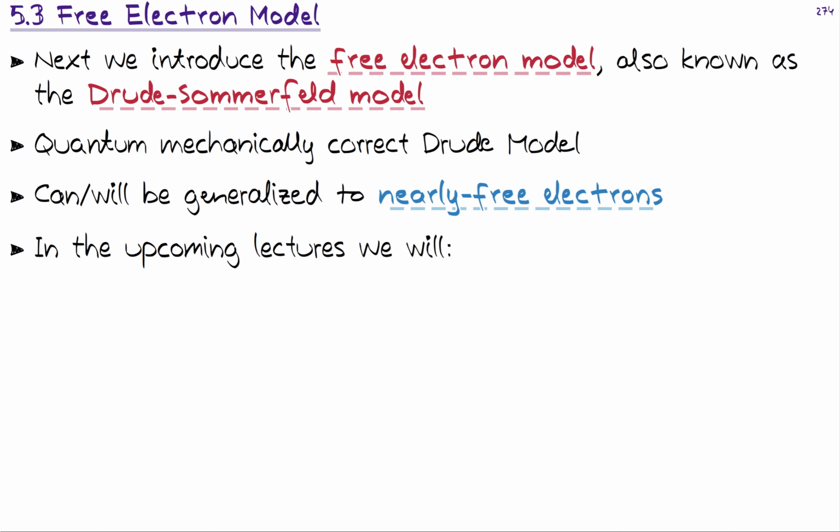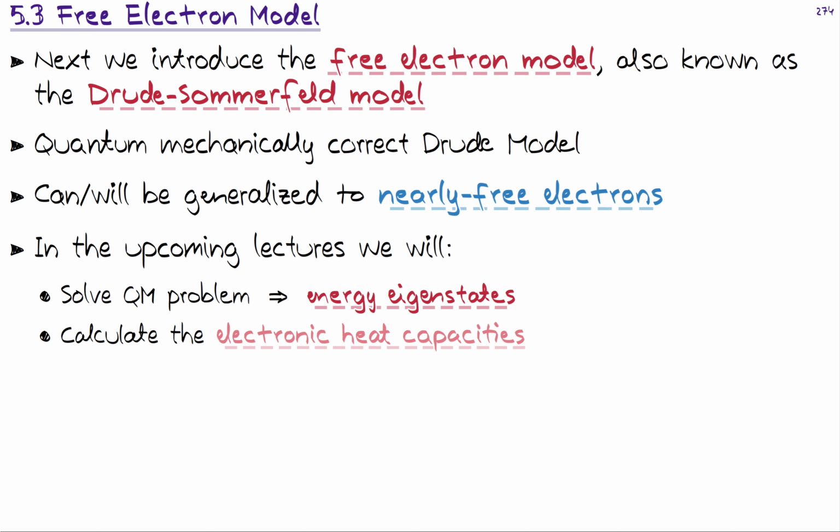But in this 5.3 section, we will start with this lecture where we will be solving the quantum mechanical problem of a free electron, so no potential. We will find out what the energy eigenstates are, and then we will populate these energy eigenstates with our electrons. Then in the next lecture, we will calculate the electronic heat capacities, because if we know what kind of energy states we have and how they are populated, then we can also calculate the associated electronic heat capacities of such solids.